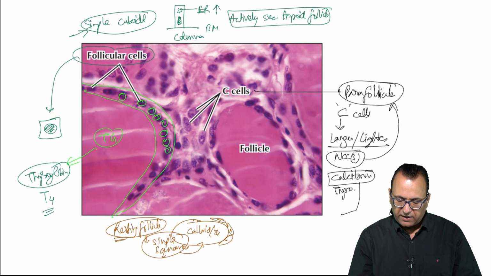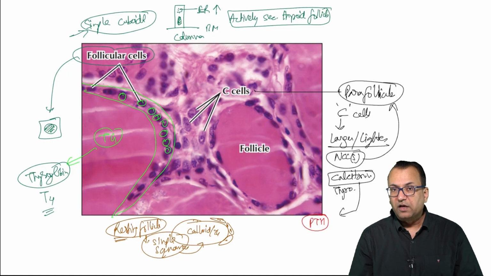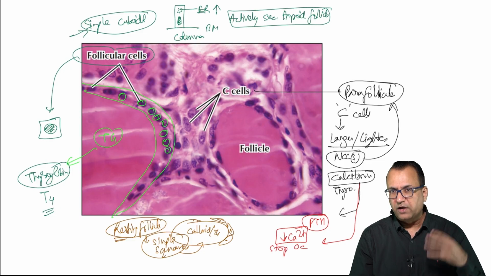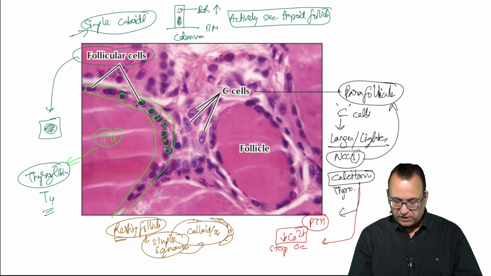What is the purpose of thyrocalcitonin? Thyrocalcitonin is contradicting parathormone. So how will it be contradicting parathormone? It is for calcium homeostasis. The calcitonin or thyrocalcitonin will reduce the blood calcium. How will they reduce the blood calcium? By stopping the osteoclast from doing bone resorption. So they stop the osteoclast, and also they increase the secretion of calcium by kidney.